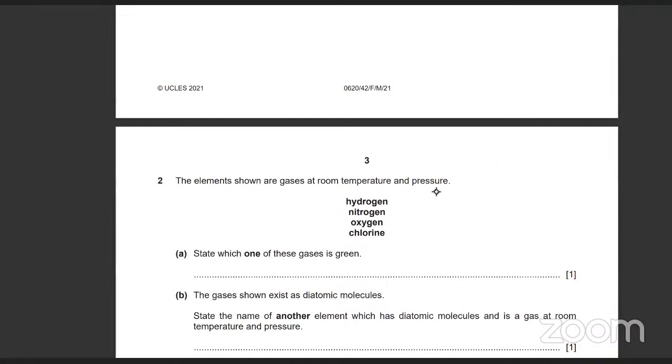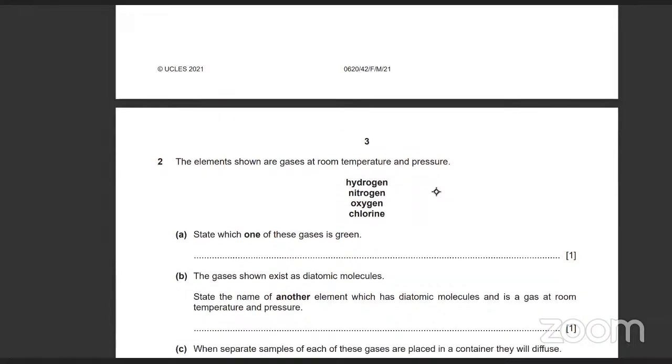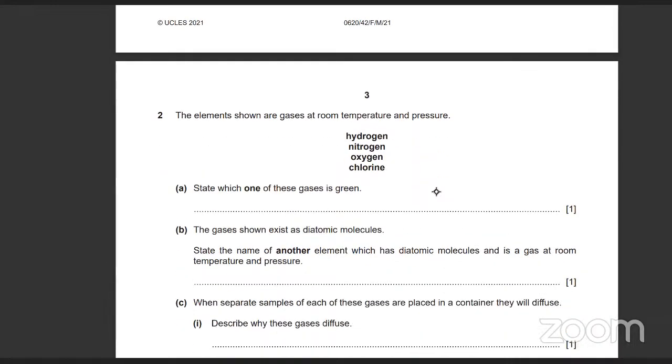Okay, let's move on to the next one. What's the next one? State which one of these gases is green. Which color is which? Which one is green? Chlorine. Chlorine, okay, that's green. And all the rest are colorless, okay, they're all colorless.